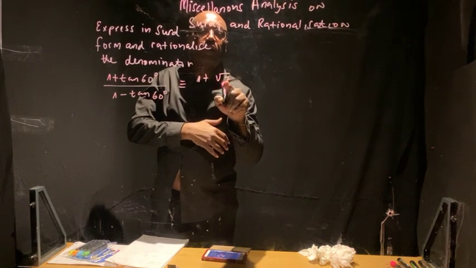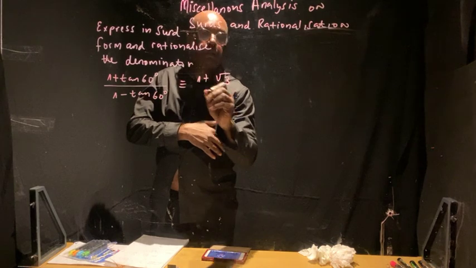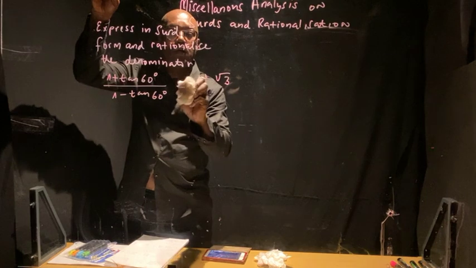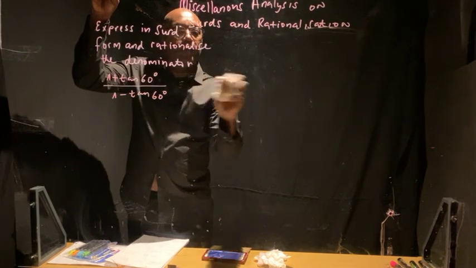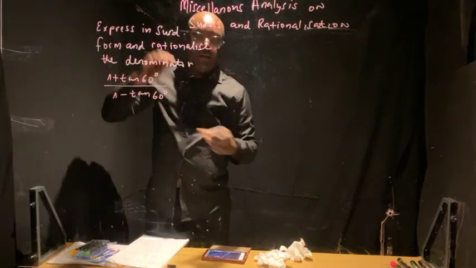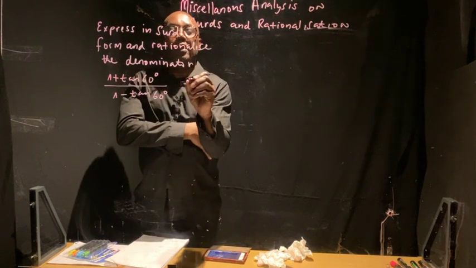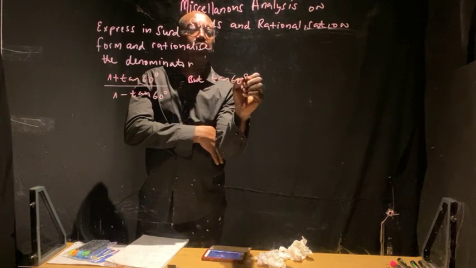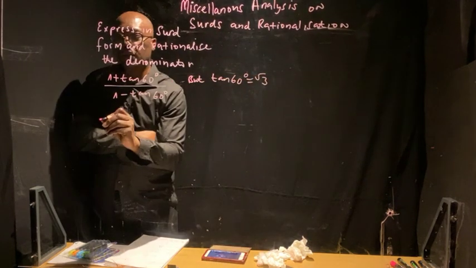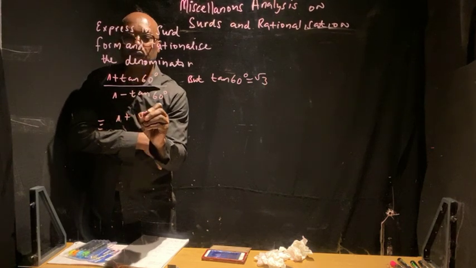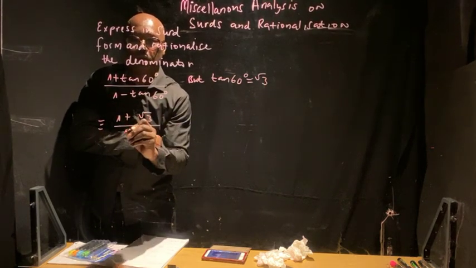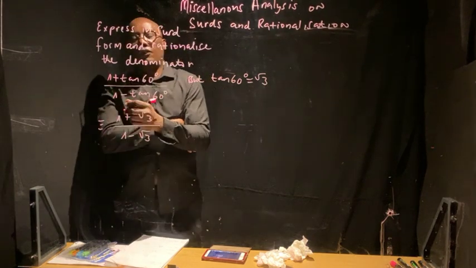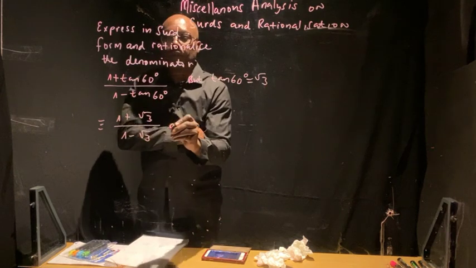Let me make a note over there so that in your revision, it can bail you out. Tan 60 degrees is equal to root 3, in which case we have 1 plus root 3 over 1 minus root 3. This is in surd form. Then you rationalize the denominator.